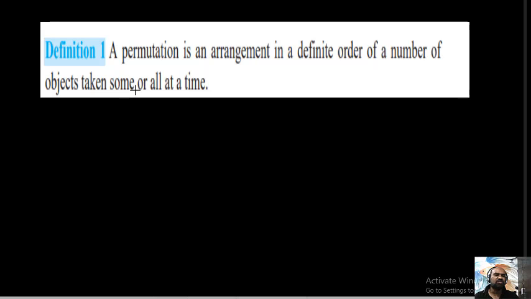Here is the definition of permutation. A permutation is an arrangement in a definite order of a number of objects taken some or all at a time. For example, 10 objects are given. You want to choose 6. After choosing 6, you can arrange the 6, in a row or around the circle. So arrangement of objects is known as permutation. A permutation is an arrangement in a definite order of a number of objects taken some or all at a time. That is an important thing.